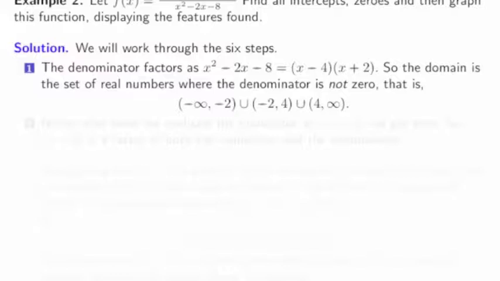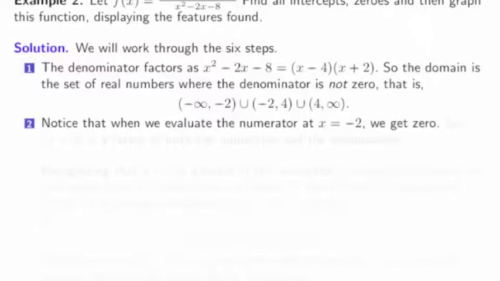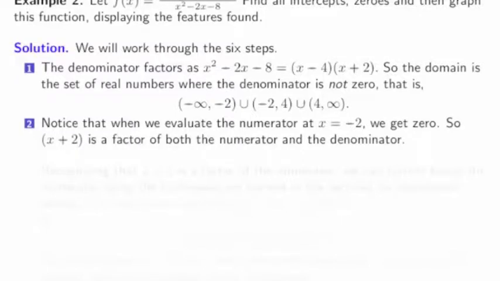In other words, everything to the left of minus 2, union, everything between minus 2 and 4, union, everything to the right of 4. Notice that when we evaluate the numerator at minus 2, we get 0. So x plus 2 turns out to be a factor of the numerator also. So x plus 2 is a factor of both the numerator and the denominator.